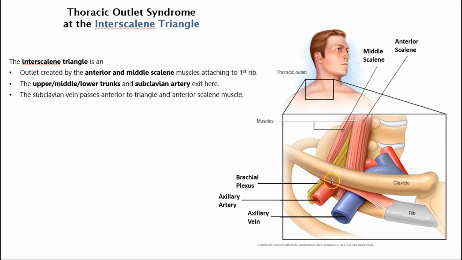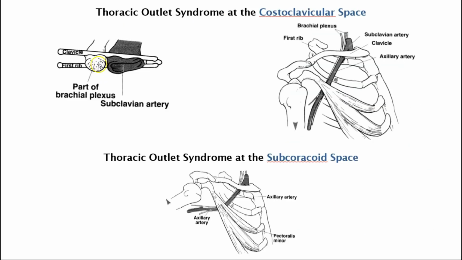You could start to really make out this interaction between the first rib and the clavicle. We call this a chopstick configuration. You can imagine that the 2 chopsticks can start compressing things. So here we see that chopstick configuration where both the artery and the brachial plexus are vulnerable. So this would be in the costoclavicular space.